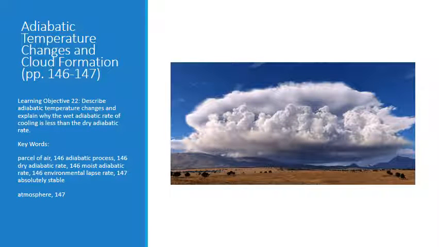The content in this presentation is covered on pages 146 through 147 of your textbook, and it's meant to help you achieve learning objective number 22, which is to describe the adiabatic temperature changes and explain why the wet adiabatic rate of cooling is less than the dry adiabatic rate of cooling. So be sure to skim pages 146 through 147 before you watch this video.